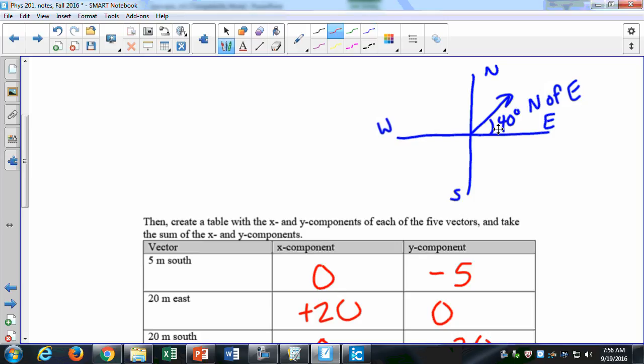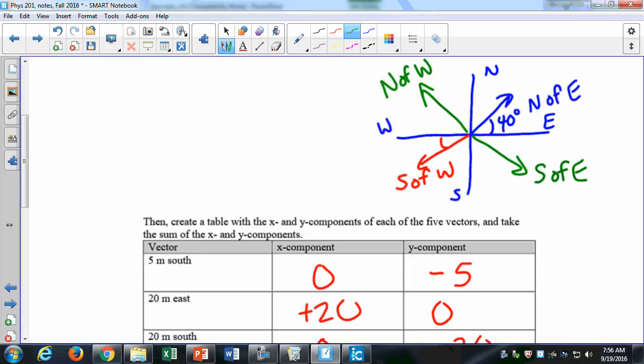Over here, how would I express this angle? South of west, right? South of west. Over here, I would express this as north of west. And then over here, what would this be?